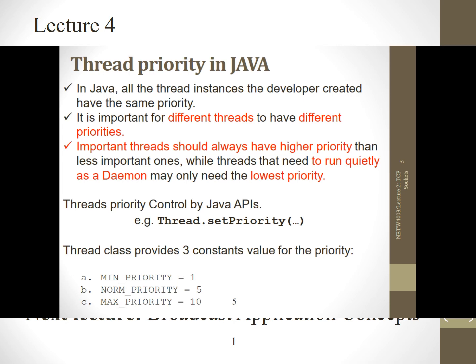And if we set the value as 5 in the set priority, it will automatically set the weightage or the priority of the thread as normal, middle. And if we set this constant value as 10, this will set the priority of our thread or instance as maximum priority, the highest priority. Highest priority, lowest priority and middle priority. So these are three constant values.